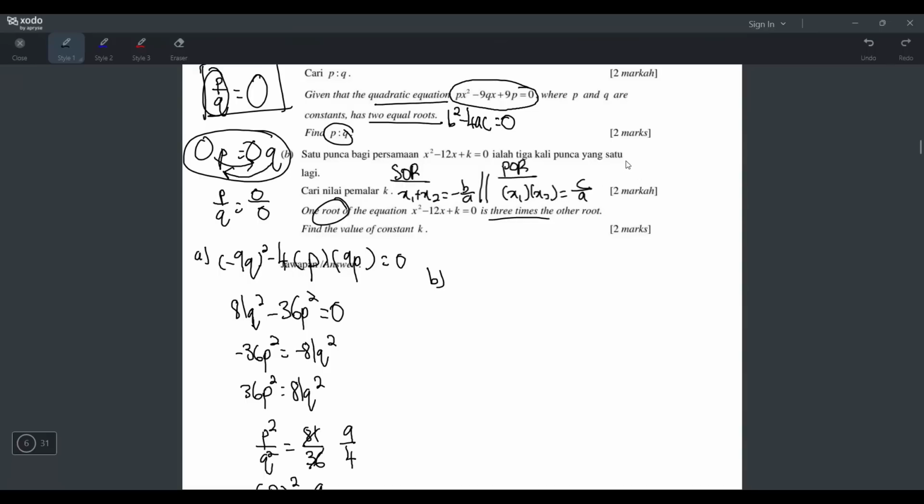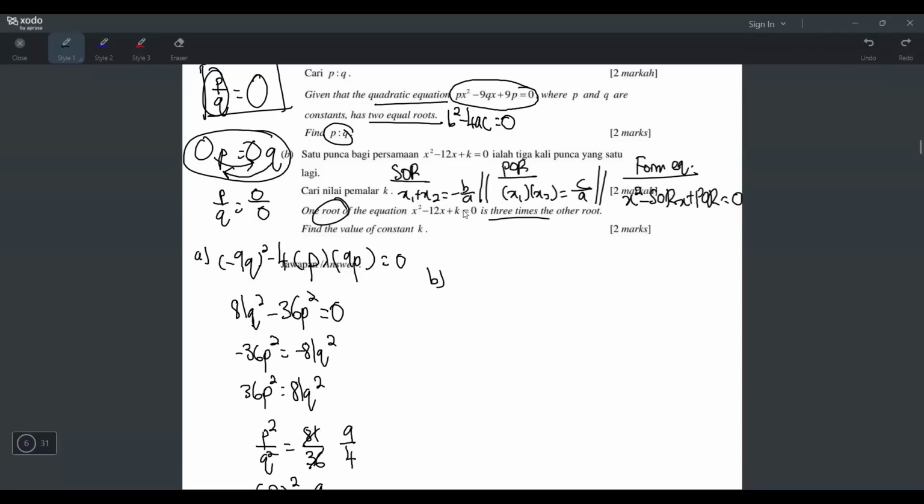And the final formula is when you want to form an equation, right? When you want to form an equation, you will use this: x square minus SOR x plus POR equals 0. So these are the three formulas you learn in SOPO, right? And you will use which formula? Okay, depends on what the question wants.